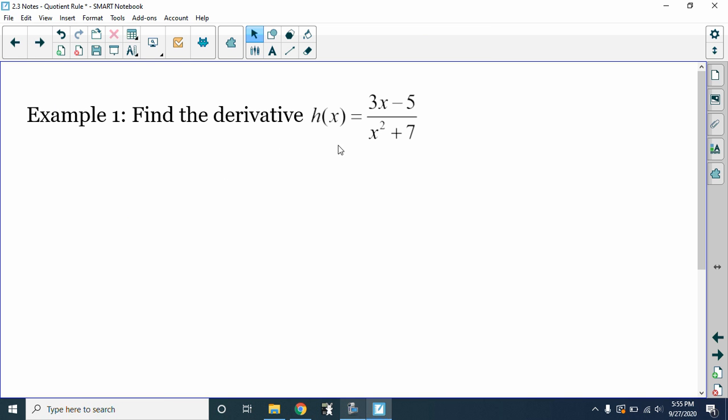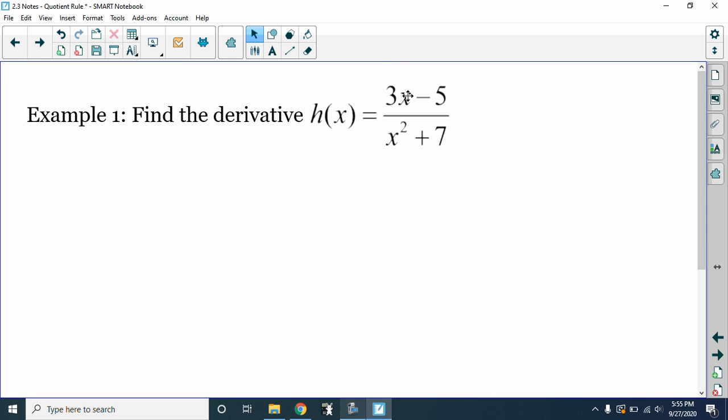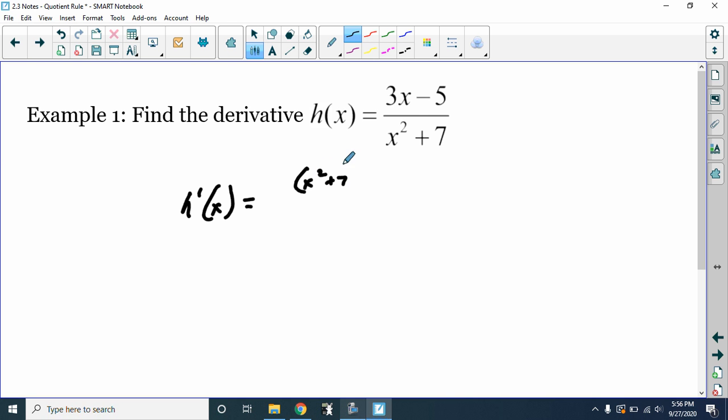An example here asks us to find the derivative of this. We've got a quotient here, 3x minus 5 divided by x squared plus 7. There's no way we can simplify that, so it's no longer a quotient. So with the quotient rule, to find the derivative of that, it's the bottom, x squared plus 7, times the derivative of the top, minus the top, times the derivative of the bottom, divided by the bottom squared.